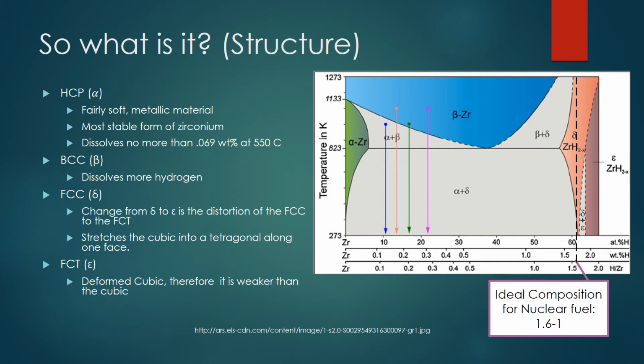This form occurs at higher concentrations of hydrogen, which is above 60% atomic percentage hydrogen. It is face-centered cubic, and as the percentage of hydrogen increases, it begins to distort and stretches the cubic into a tetragonal along one face. This deformation turns it into a weaker epsilon form, a face-centered tetragonal.